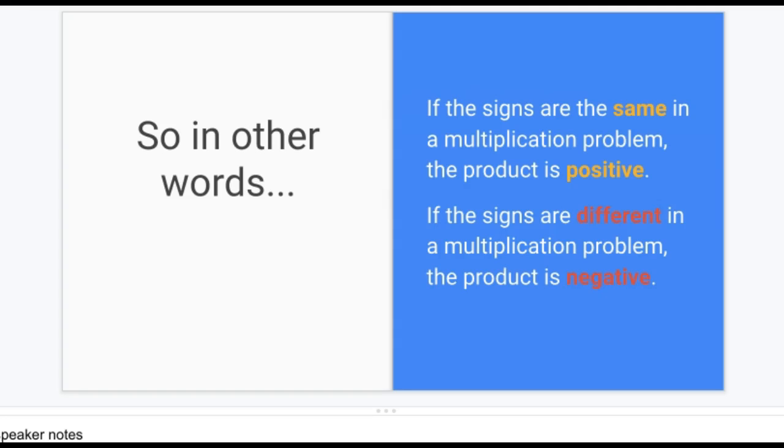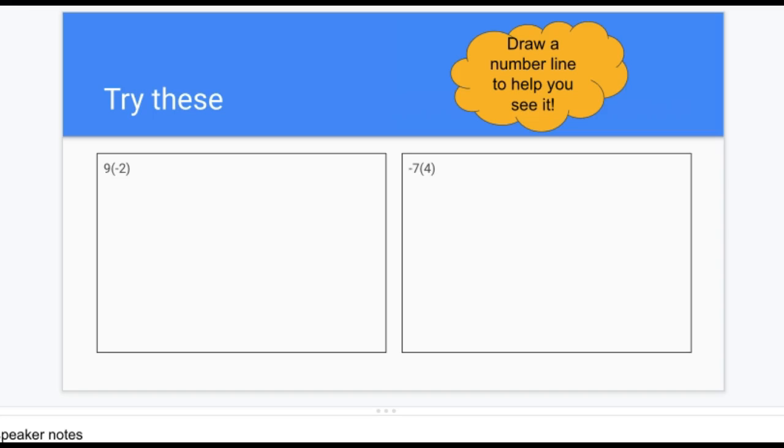So in other words, you're saying this: if the signs are the same, guys, the product is going to be positive. However, if the signs are different, then the product is going to be negative.